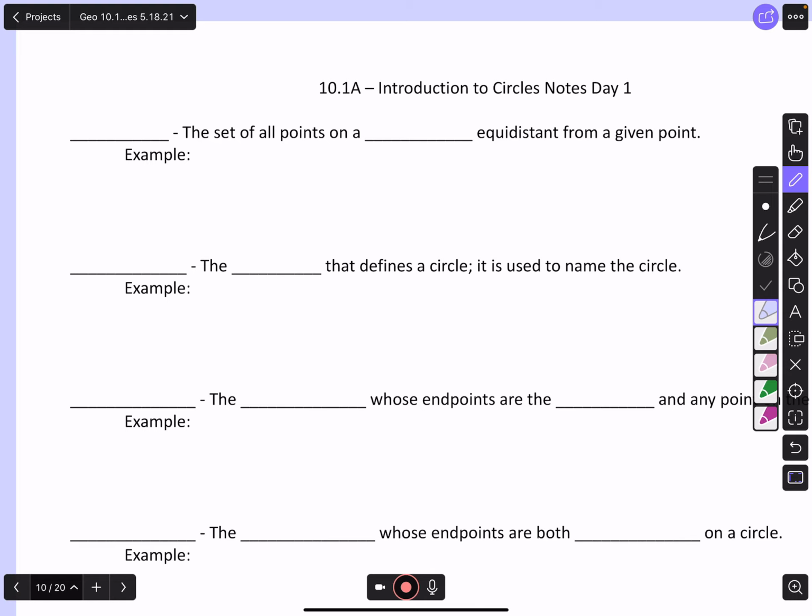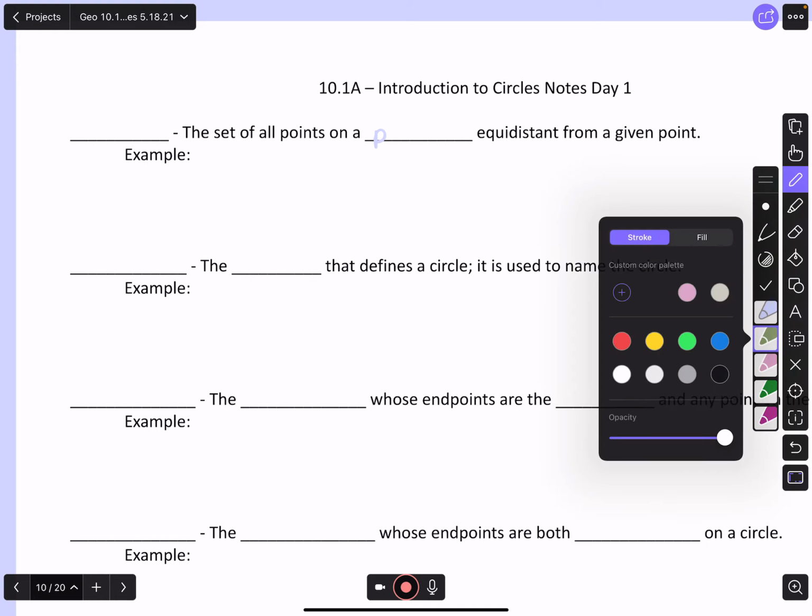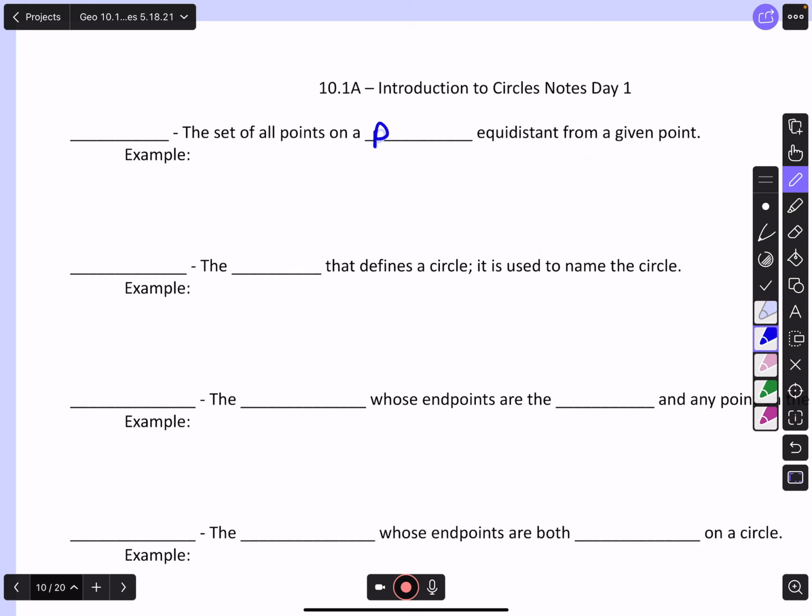The set of all points on a plane. Oops, let's pick a color we can see here. I'm not a big fan of these fill-in ones because they just kind of leave out random words.